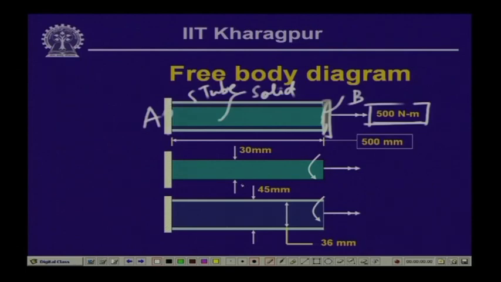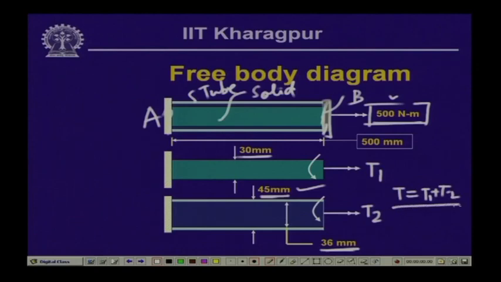Now, the diameter of the solid shaft is 30 millimeter, the external diameter of the tubular part is 45 and the internal diameter is 36 millimeter. Let us call that this is subjected to a twisting moment T1 and this is subjected to a twisting moment T2. So, the equilibrium equation tells us that T, which is 500 Newton meter, is equal to T1 plus T2.